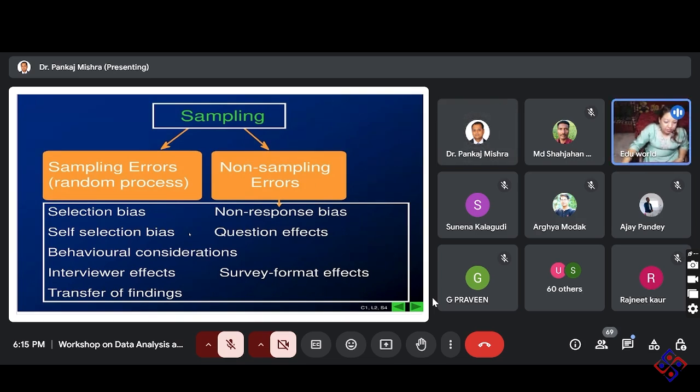Next, interviewer effects. Interviewer effects is nothing but the halo effect. Like I want my result to be like this, so that's why I have selected this particular sample. In that case also it can happen. Transfer of findings: when you transfer one finding to another, like the results that you have seen in a previous finding, and you want the same finding in your study, and based on that you manipulate your samples, in that case also you can get a sample error. Next one.